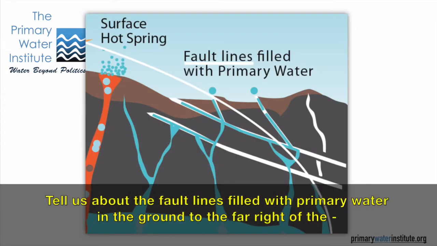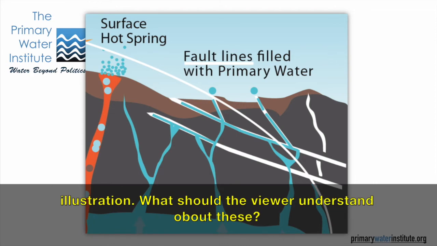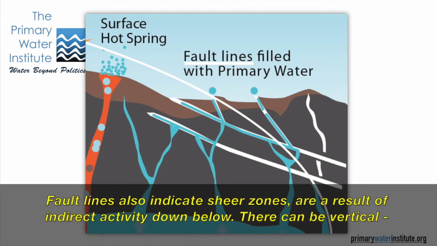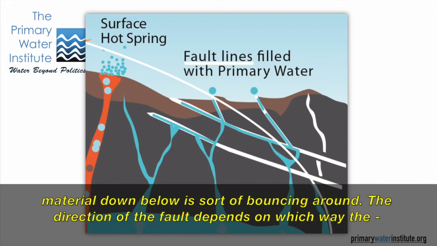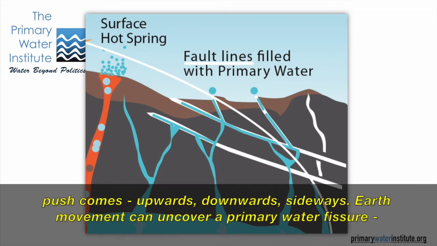Tell us about the fault lines filled with primary water in the ground to the far right of the illustration. What should the viewer understand about these? Fault lines also indicate shear zones that are a result of indirect activity down below. There can be vertical or horizontal faults, all of which are a result of the indirect activity from down below. The solid material down below is sort of bouncing around. The direction of the fault depends on which way the push comes: upwards, downwards, sideways.